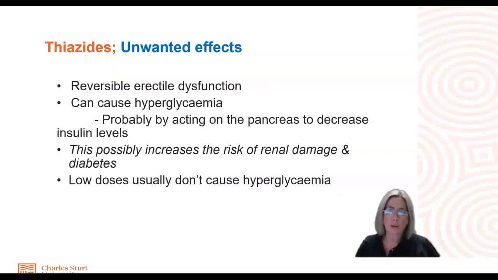They also have specific unwanted effects that are associated with the thiazides alone. These include reversible erectile dysfunction in some males, and they can cause hyperglycemia, probably by acting on the pancreas to decrease insulin levels. This possibly increases the risk of renal damage and diabetes, but low doses don't usually cause the hyperglycemia. However, if it does happen, then excessively high levels of glucose can cause inflammation in the glomerulus or can bind to the basement membrane and thicken it, and then that will cause renal damage.